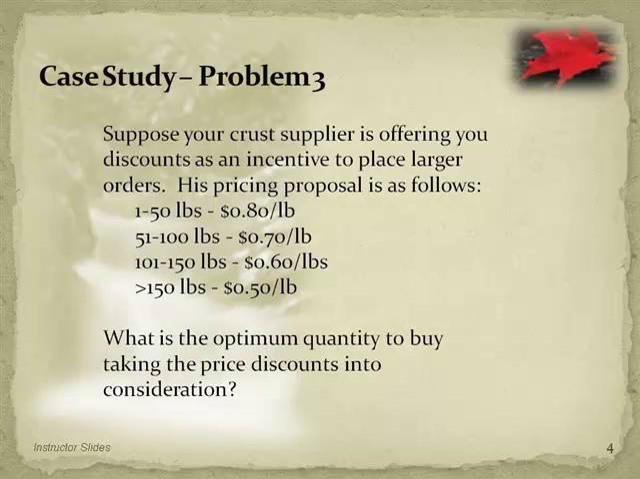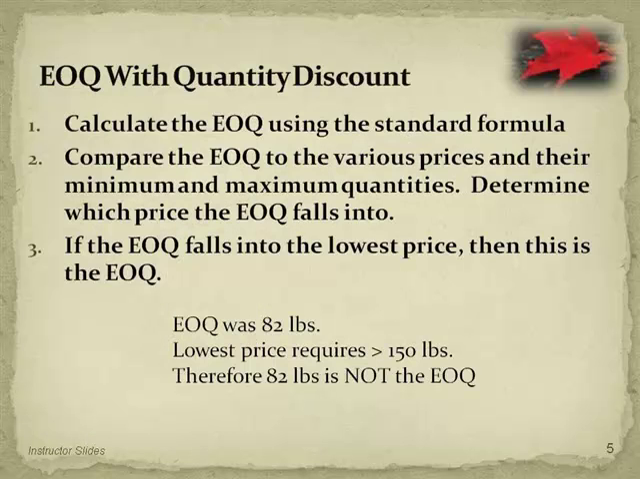So now the question is, what should be the optimum quantity to buy, or in other words, what is the economic order quantity for these different price points? So we have a procedure that we're going to follow to answer this question. And this is the first part of the procedure right here. So the first step is to calculate the economic order quantity using the standard formula. Now remember, the standard formula does not have the PD factor on the end. So you calculate the EOQ without that.